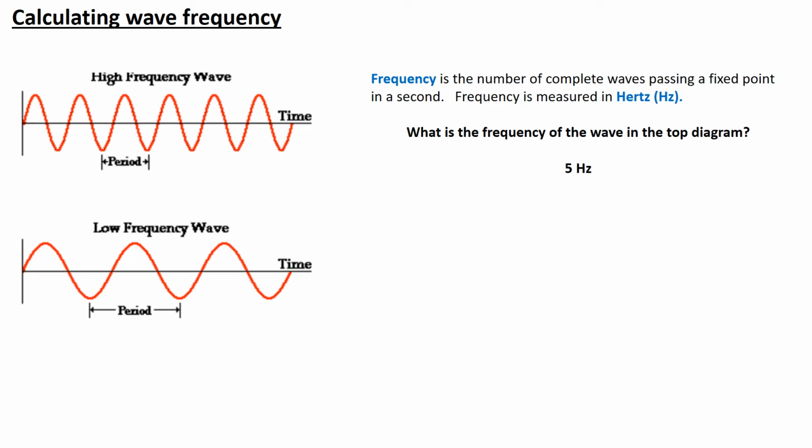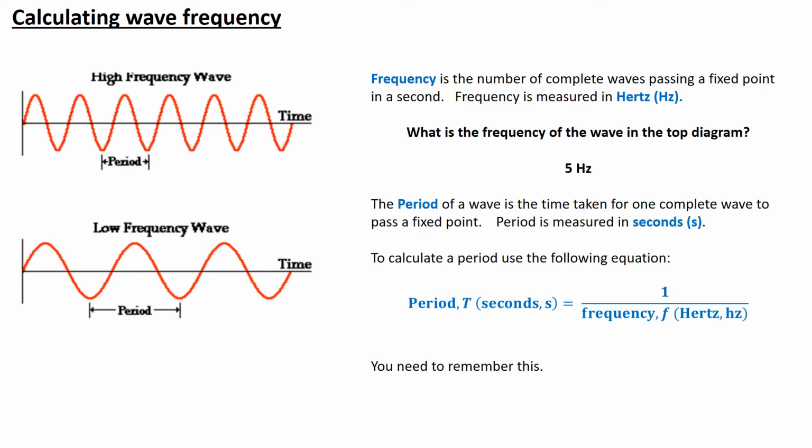And I can see why we have got 5 Hertz. The period of the wave is the time taken to complete one wave past a fixed point. The period is measured in seconds. So the period in seconds is 1 divided by the frequency. Now you need to remember this equation.